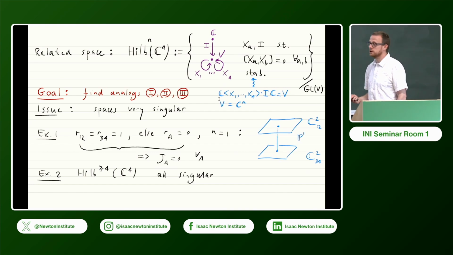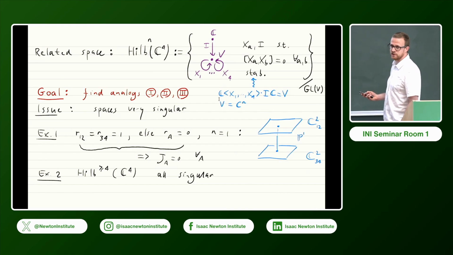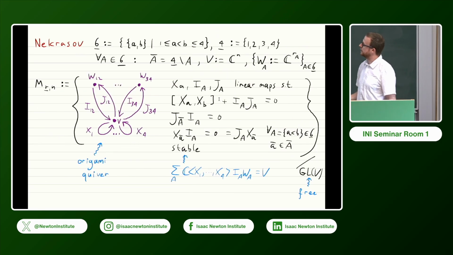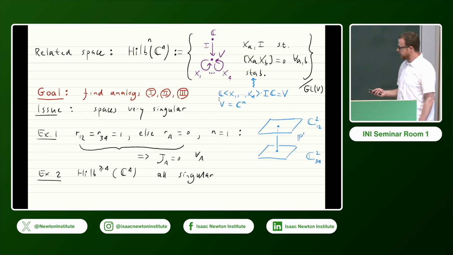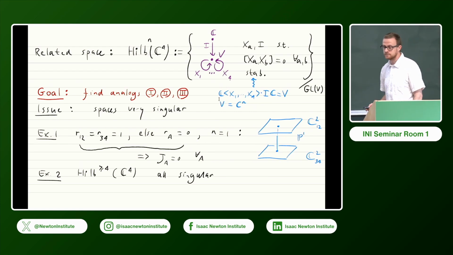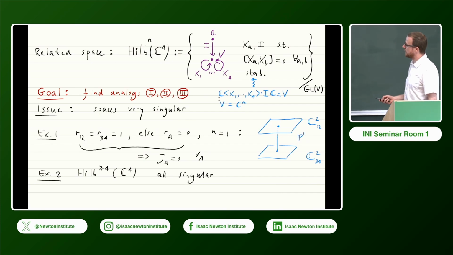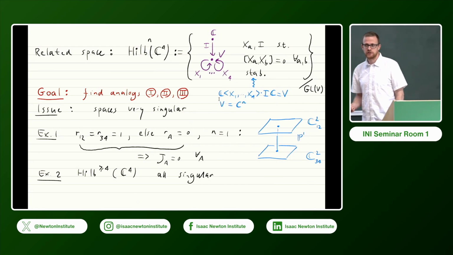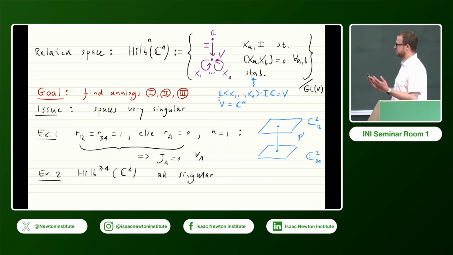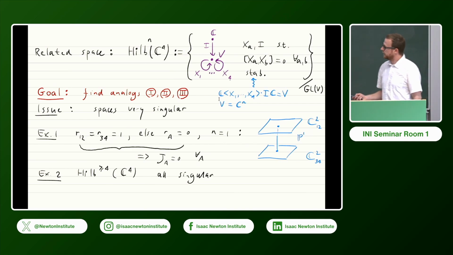Now, the goal of today's talk is to find analogs of these properties 1, 2, 3, and 4 on the second slide. But we're immediately faced with a big issue. These spaces are very singular. As an example, let us take R12 and R34 equal to 1, and all the other R_A's equal to 0. And let's look at instanton number 1. In this case, the equations are sufficiently easy to really see what the moduli space is. It's simply 2 affine planes joined by a P1 which connects their origins. And so this is singular.